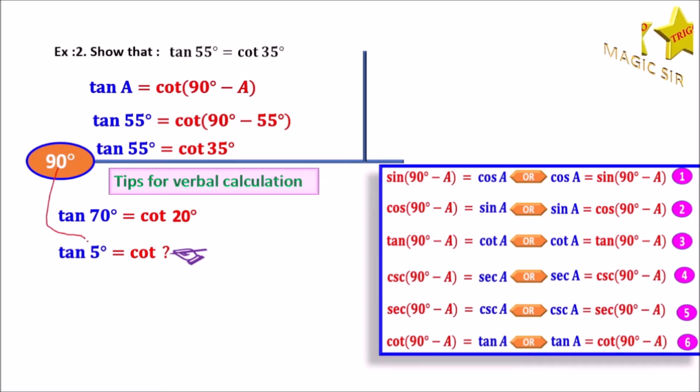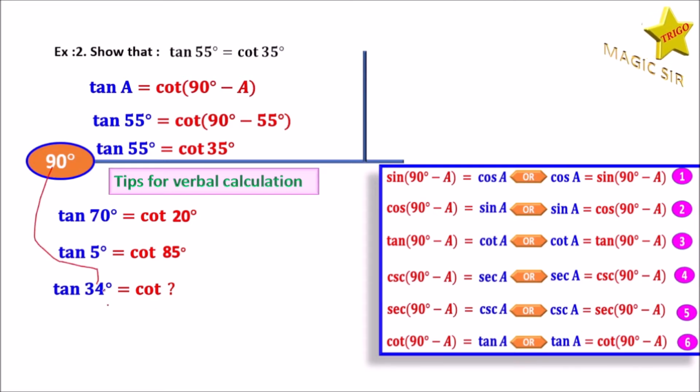Tan 5 degrees is equal to cot of 90 degrees minus 5 degrees, which is cot 85 degrees. Tan 34 degrees is equal to cot of 90 degrees minus 34 degrees, which is cot 56 degrees.